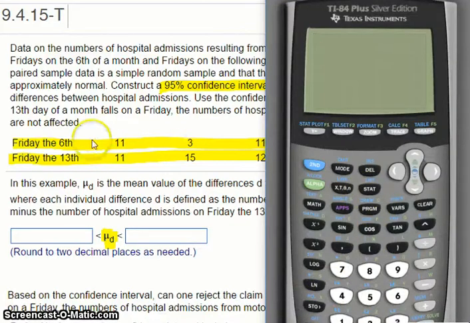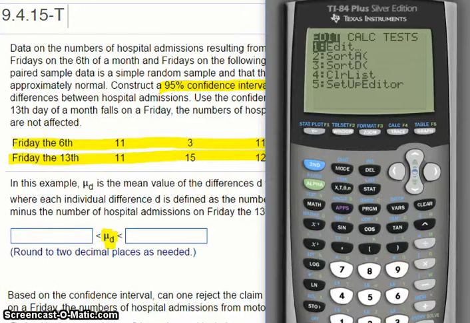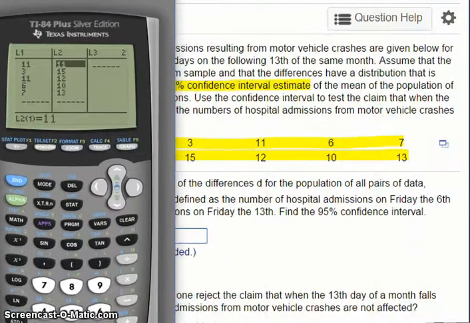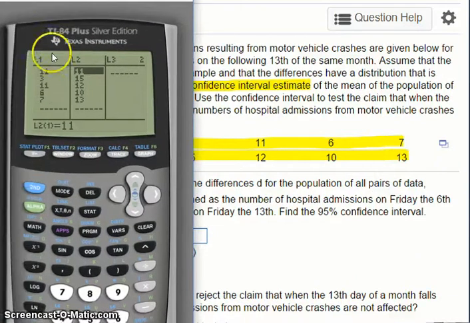So we're going to input these two lists into two lists here. So we're going to go to stat, edit, and I already did that, right? So the Friday the 6th list would be these values, and then this is the second one. So then we're going to create the difference list. To do that, we're going to go to a new list, go to L3, so that's highlighted, press enter, and we're going to do L1 minus L2. So second 1 minus second 2. All right, so these are the differences for each of these matched pairs.